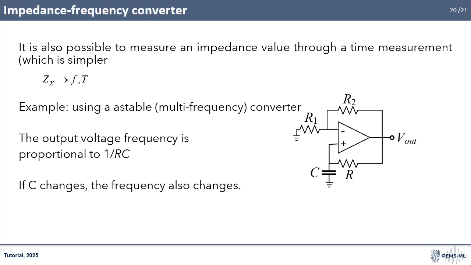This method becomes particularly useful when digital acquisition is preferred. Rather than digitizing an analog amplitude, the system measures a frequency, which can be counted with high resolution even in noisy environments. These converters are widely used in capacitive or resistive sensors, where small variations in impedance are converted into easily measurable frequency shifts, enabling precise sensing even with simple electronic readout stages.